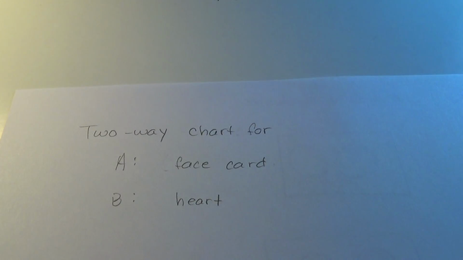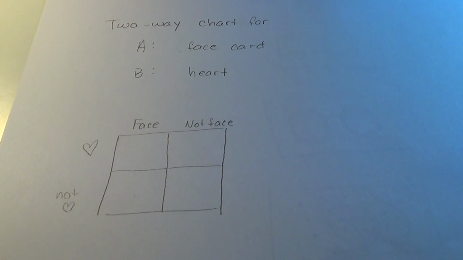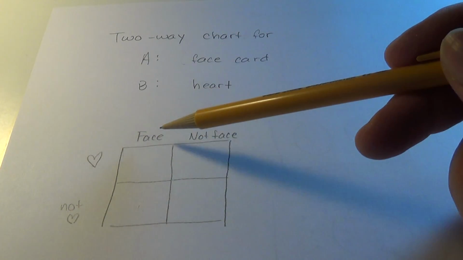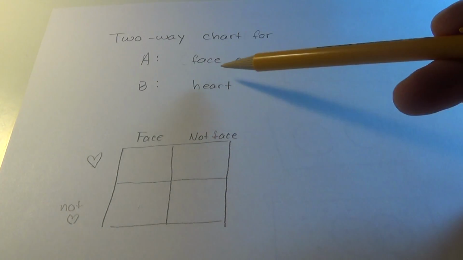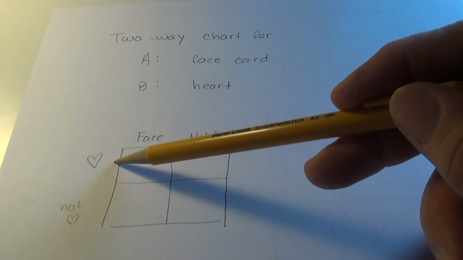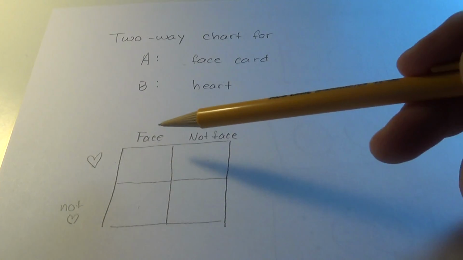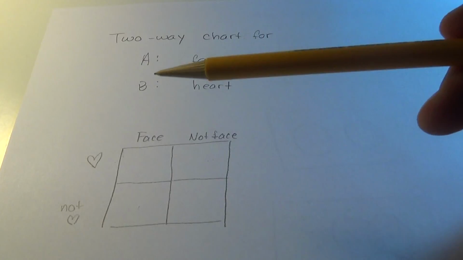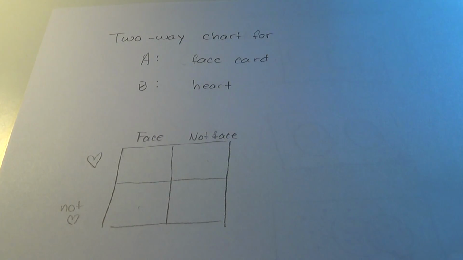So let's look at what a two-way chart would look like, and here's what we came up with. For event A, face cards, it's either a face card or it's not. For hearts, it's either a heart or it's not. In two-way charts, we have these events along the top and along the side. Our job now is to fill in this chart with the amounts. So let's discuss that. I'll give you the first block and you see if you can get the rest.